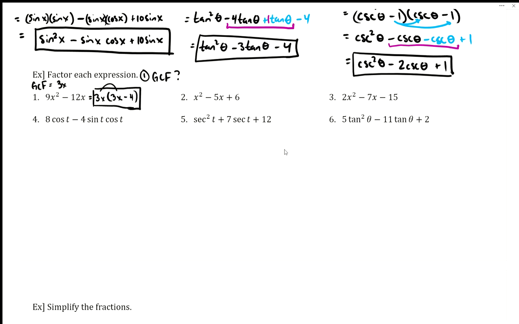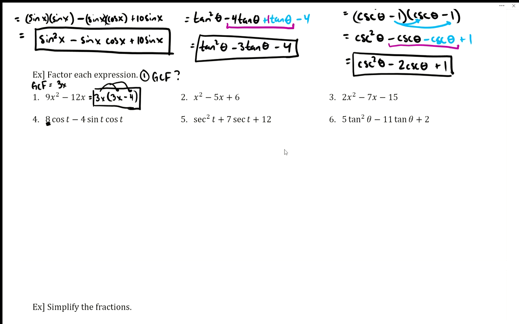And then remember, you can check any factor by distributing, and it would match our original expression. Well, the same goes for trig functions. The trig functions are their own variables. So in this number 4, it still has two terms in it. The minus is what separates it, and so we can go through them and find the greatest common factor.